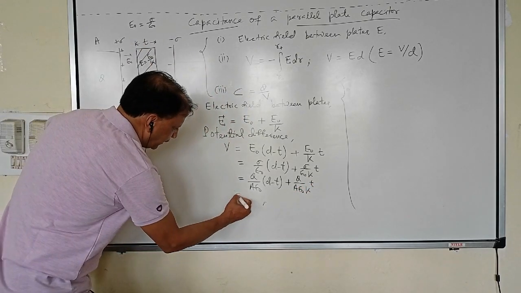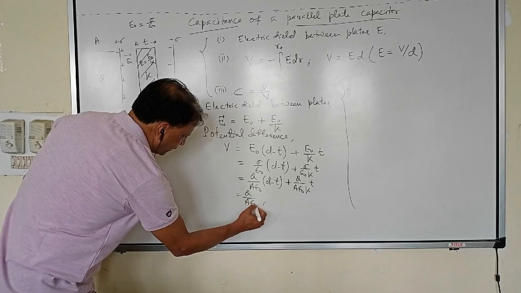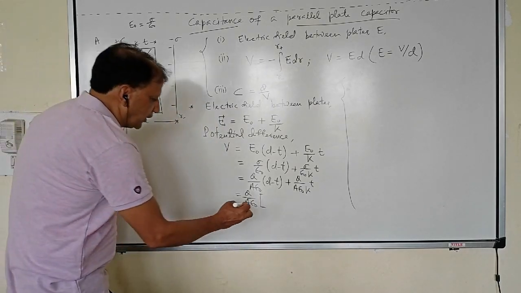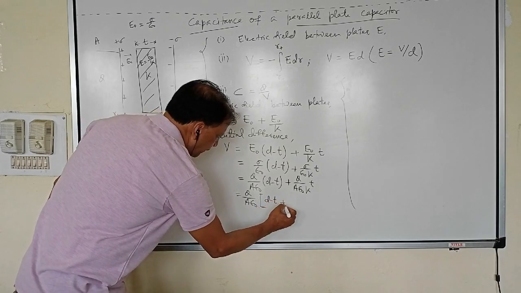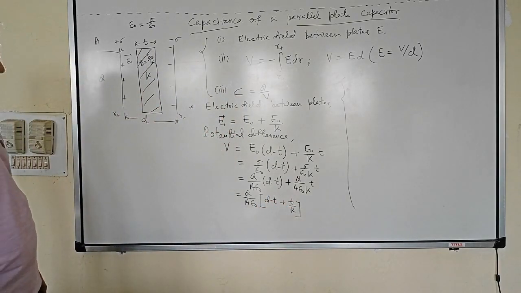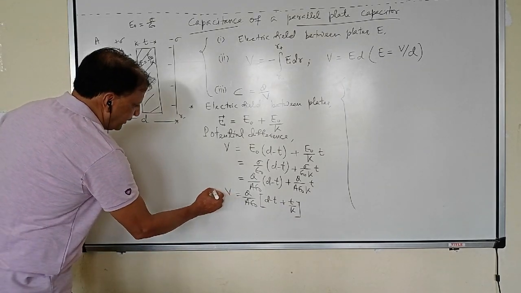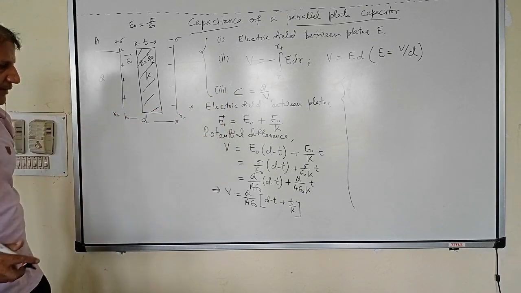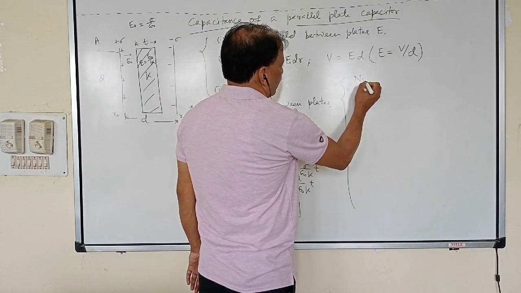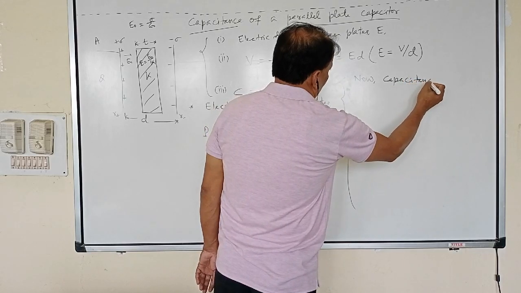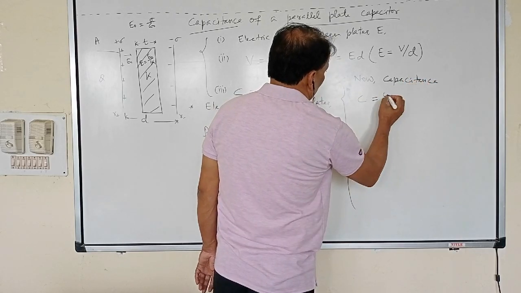Now taking Q upon A epsilon naught common, we have D minus T plus T upon K. Now this is the value of potential difference V between the plates. Now third step, we have to find the capacitance. Capacitance C is equal to Q upon V.